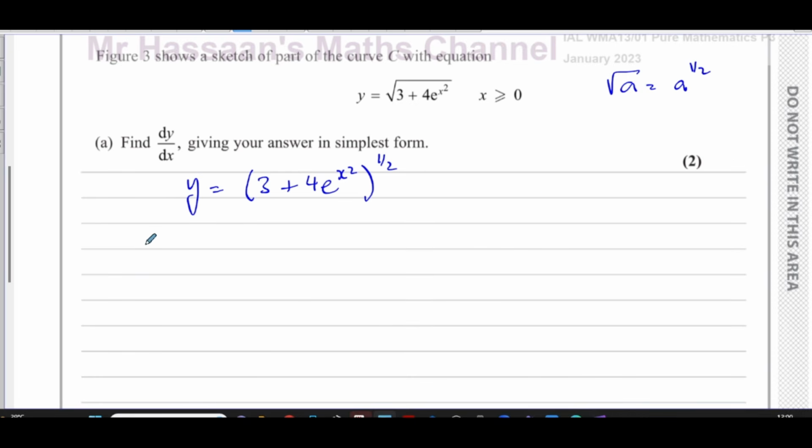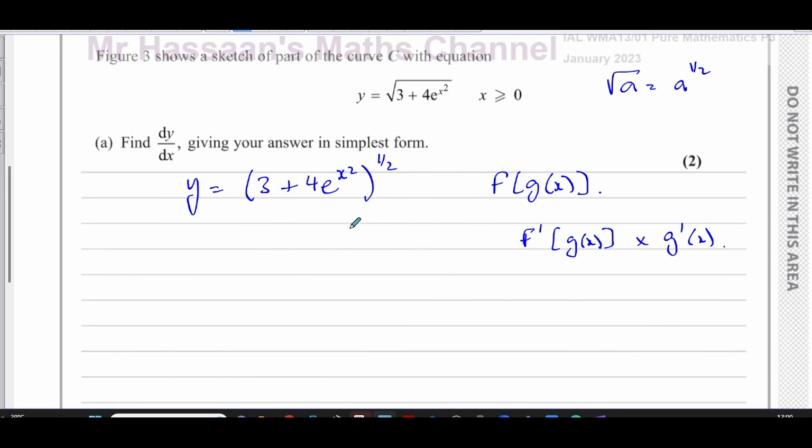Now, to differentiate this, I note that this is a function inside another function, in fact inside another function. You have this function inside the e to the power of x squared, which is inside this whole thing raised to the power of a half. When you have a function inside another function, for example f of g of x, we differentiate by differentiating the main function first, keeping the inside exactly how it was, and then multiplying by the differential of the function inside. That's called the chain rule.